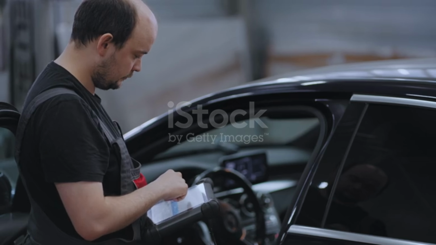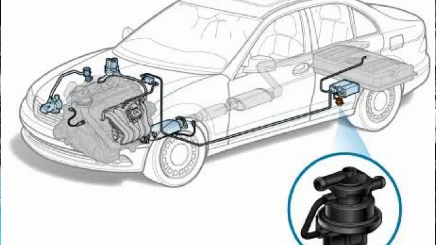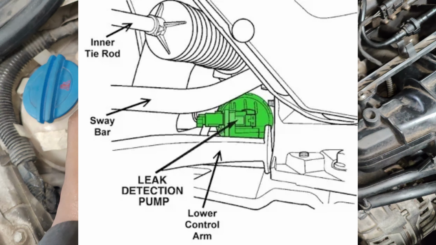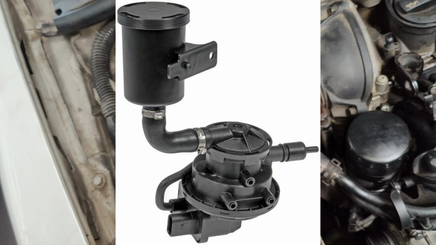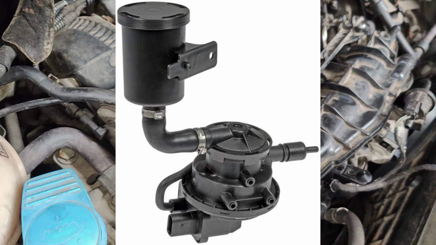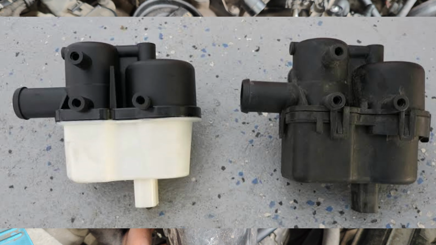Component location. Now let's talk about location. The leak detection pump is usually mounted near the charcoal canister close to the fuel tank underneath the vehicle. On some vehicles, it is integrated with the EVAP canister assembly. The pump is connected to the ECU through an electrical wiring harness and connector. Since it is installed underneath the vehicle, it is constantly exposed to water, road salt, mud, and debris.